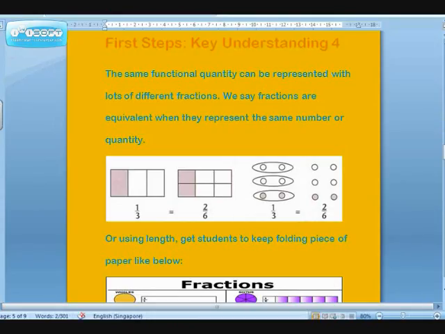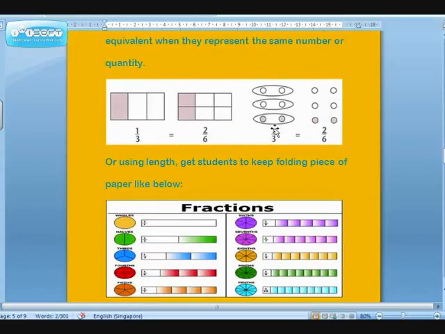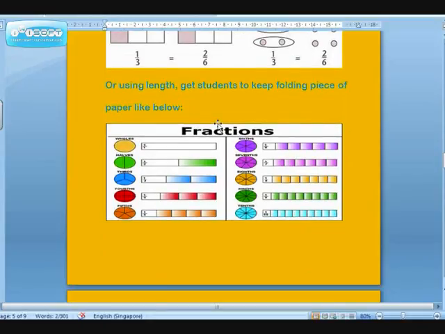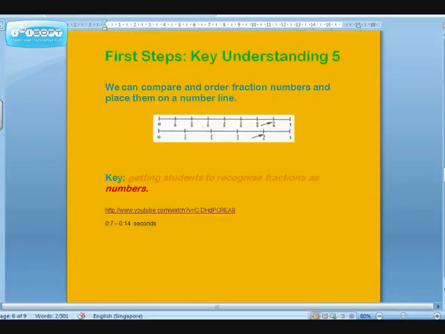In key understanding area 4, it asks that the same fractional quantity can be represented with lots of different fractions. We say fractions are equivalent when they represent the same number or quantity, i.e. 1/3 is equal to 2/6. Or we use lengths to guide students, where they may fold pieces of paper and understand that it's still the same length, but that's just how many parts it makes up.